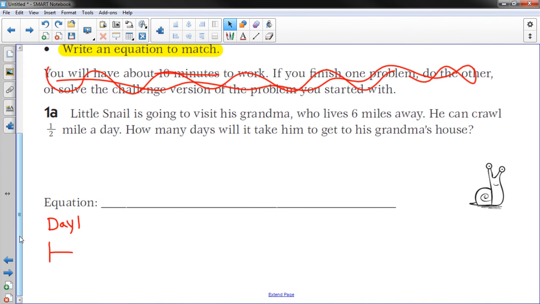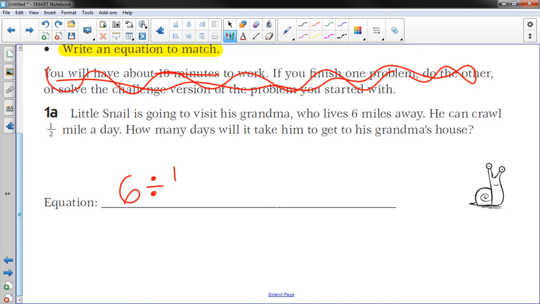So the equation for that, I had to think of an equation for that. Little Snail is going to visit his grandma who lives 6 miles away. He can crawl half a mile a day. How many days will it take him to get to his grandma's house? And we learned that it was 12. So we're taking the number 6, and what we're really doing is dividing it by half, and we get 12 because we have 12 days, right?